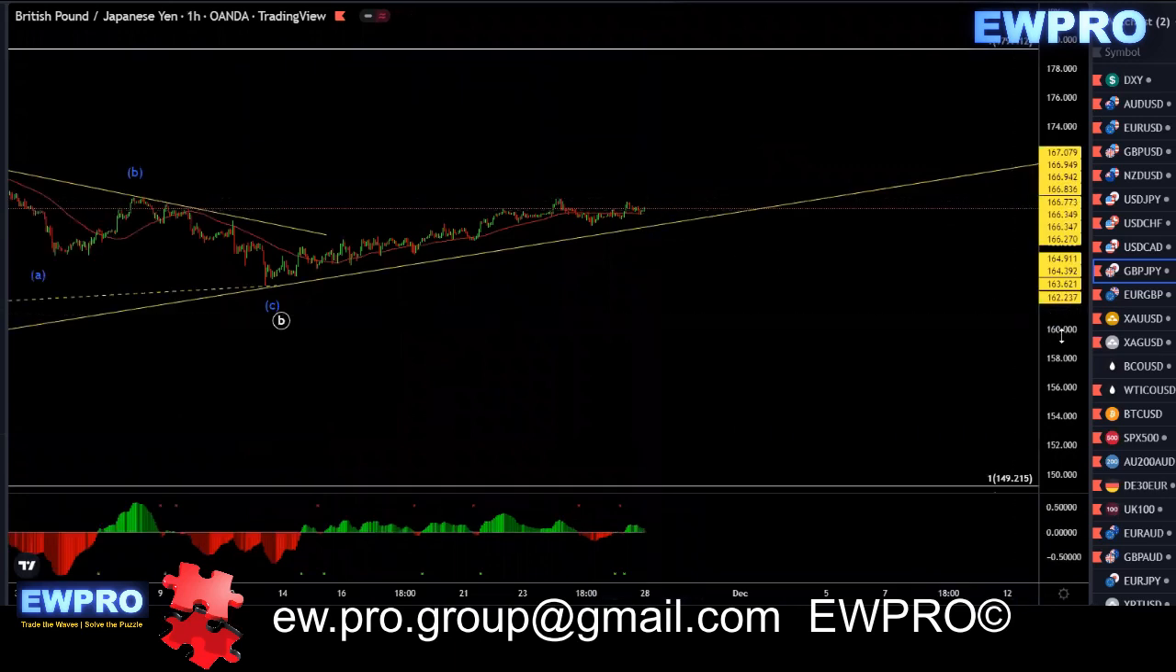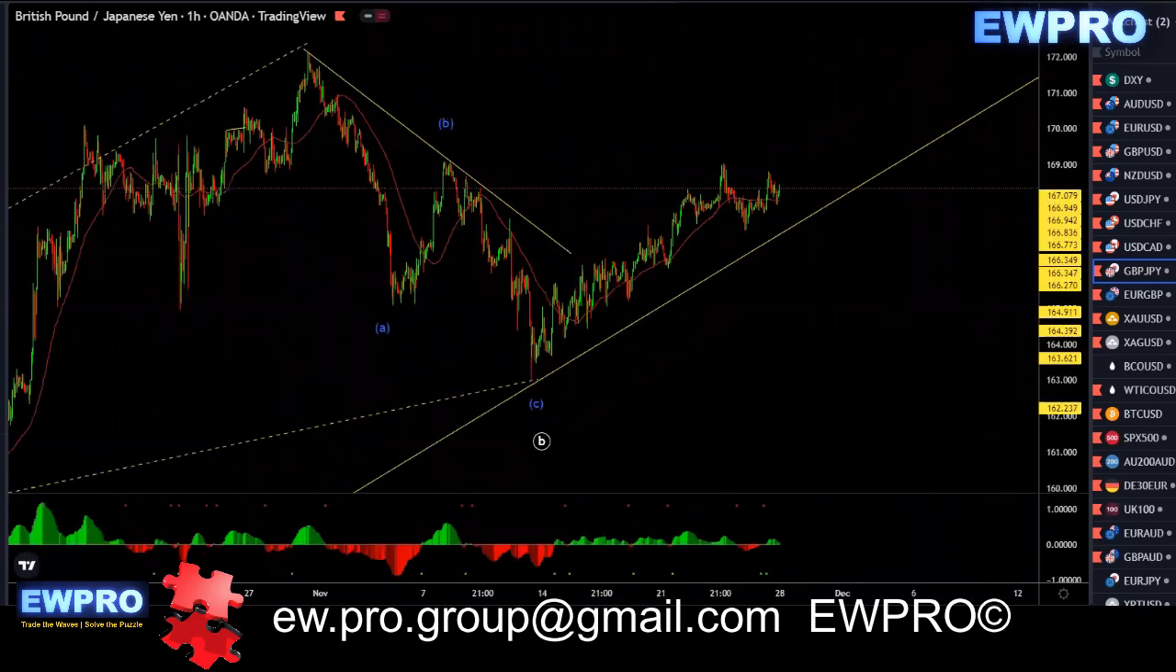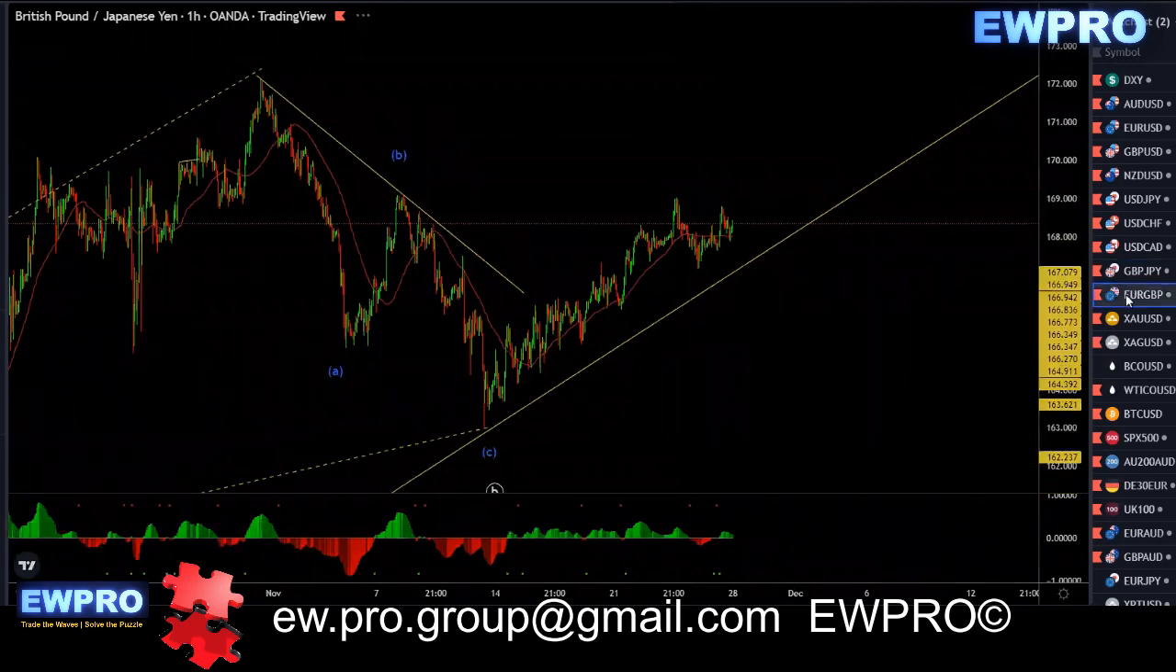Looking at the H1, we got these three down in here. We've got an A, B, C with bullish divergence. But again, you can see how choppy this is. Very difficult to trade. So yeah, really, I'd be staying out of it for now until we get something a little bit clearer.